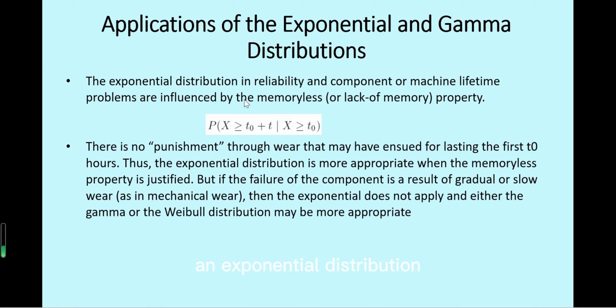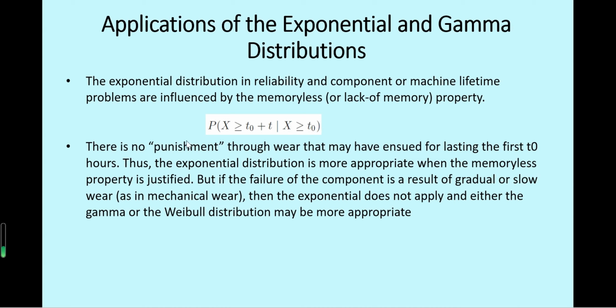The exponential distribution in reliability and machine lifetime problems is influenced by the memoryless, or lack of memory, property. So what does this mean? It means the probability of x larger than t0 plus t, given x has elapsed t0, is the probability of the event not occurring in the next interval t, given it has not occurred in time t0.